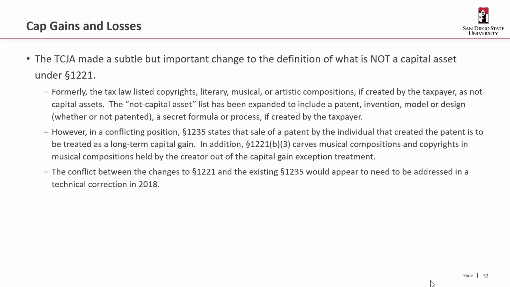In addition, there's a new section that carves musical compositions and copyrights in musical compositions that are held by the creator out of the capital gain exception treatment. So again, those also would be treated as capital if they were sold. So we have some conflict between 1221 and 1235 that has not been addressed, and the IRS has said, at least for now, 1235 rules.